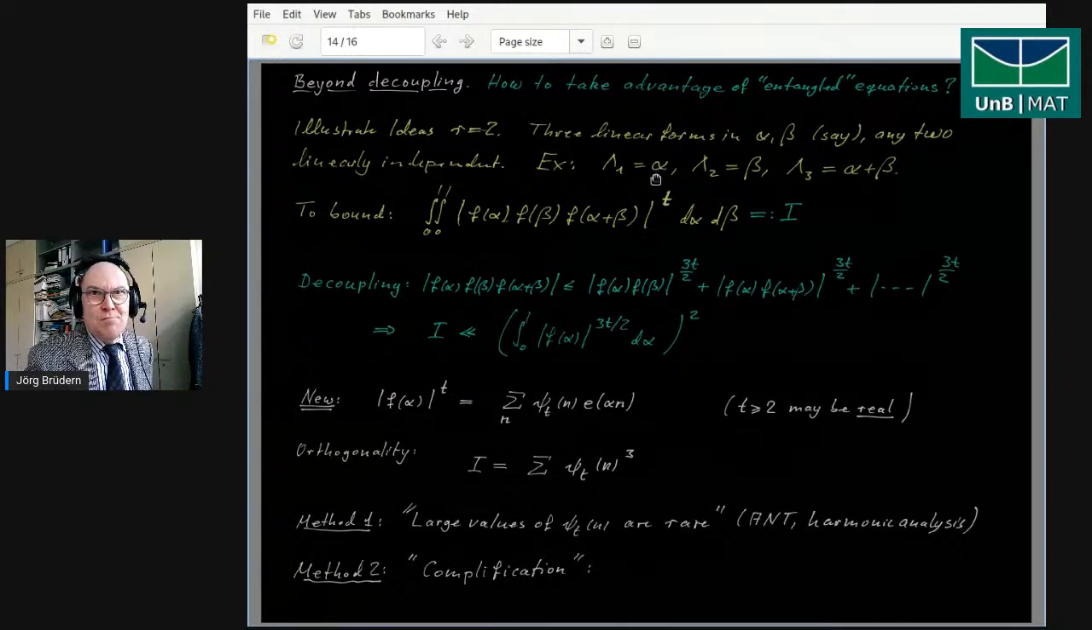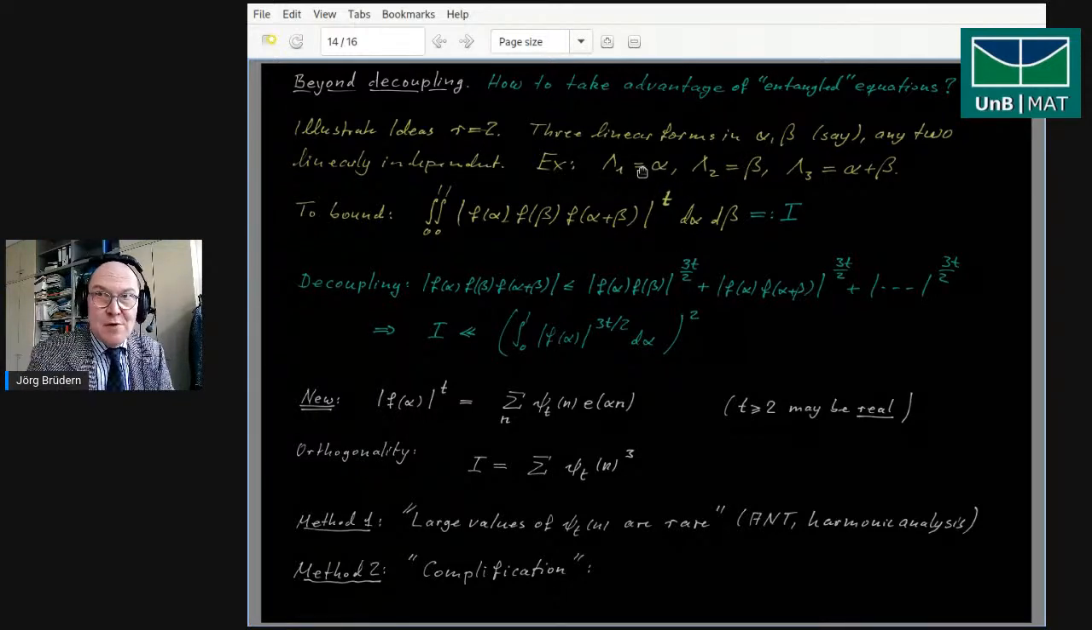So to make things simple, I denote the variables now with alpha and beta. I have two linear forms. One is alpha, the other is beta. And lambda 3 is just alpha plus beta. So then any two of these are linearly independent. And I'm interested in an object that has implicitly 3t functions f. So I have an exponent t here. Let us call this integral I. Well, you can play the decoupling idea. Then this reduces I to a moment of f with exponent 3t halves.